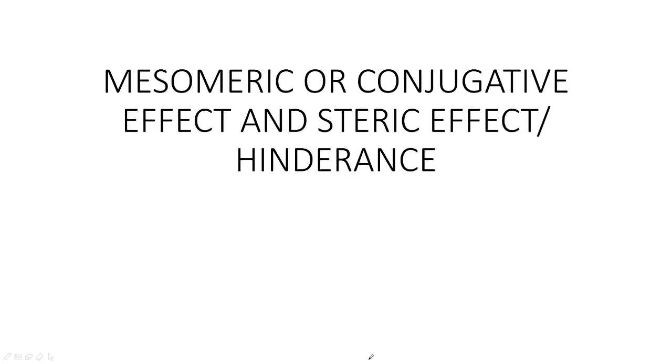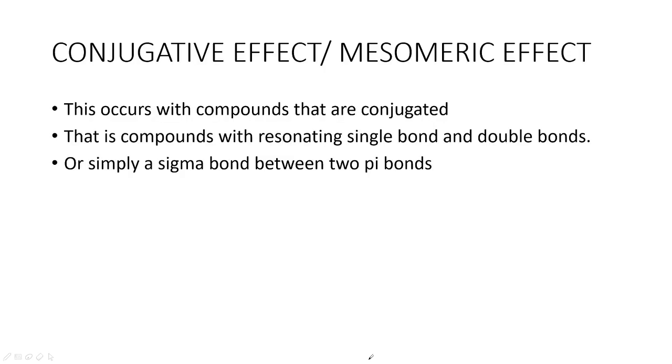Alright, in this video we're going to be talking about the mesomeric effect, or conjugative effect, and the steric effect, or steric hindrance. In my previous video I talked about the inductive effect and the electromeric effect. This is a continuation of that video, because these are the remaining two effects that affect bonding in organic chemistry. Let's start with the first one, the conjugative effect or mesomeric effect.